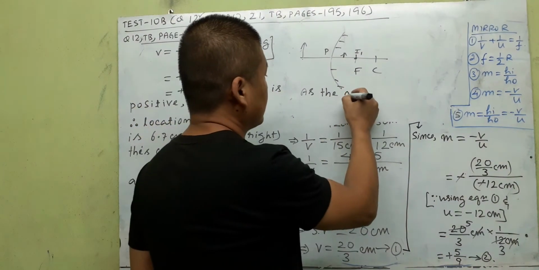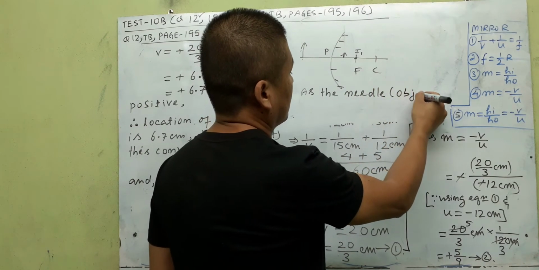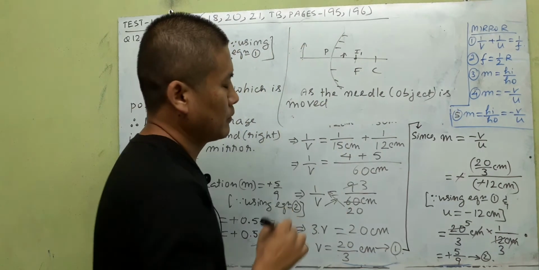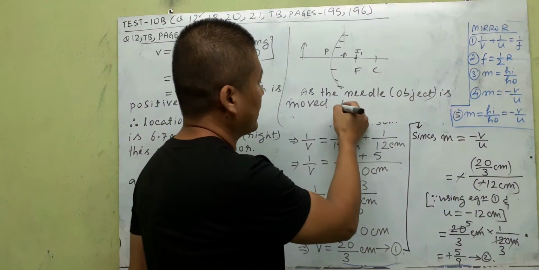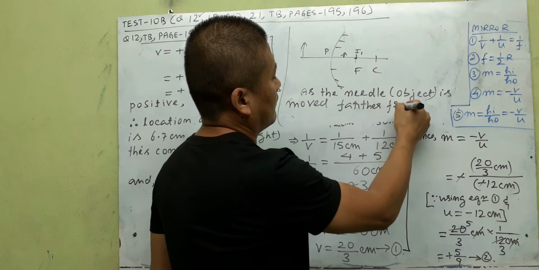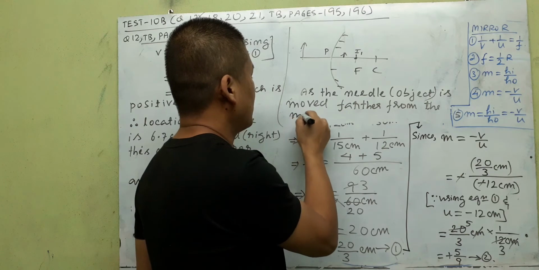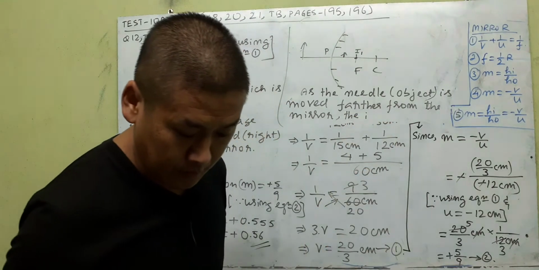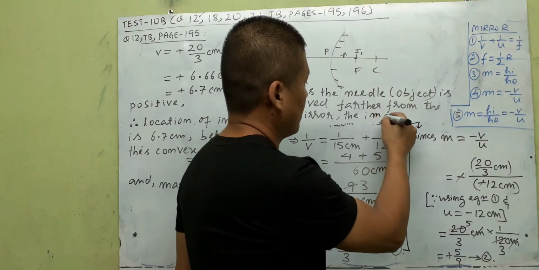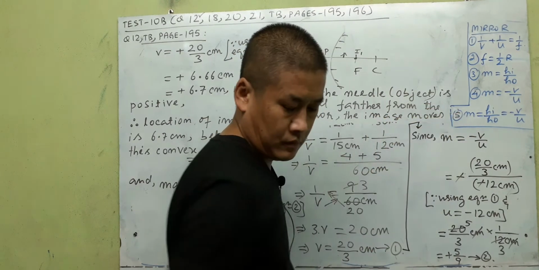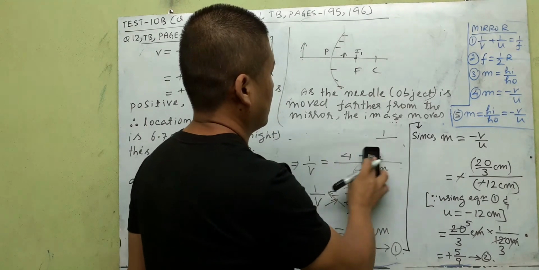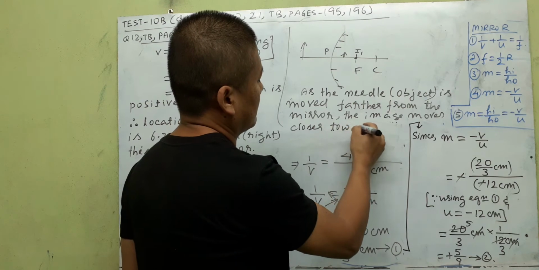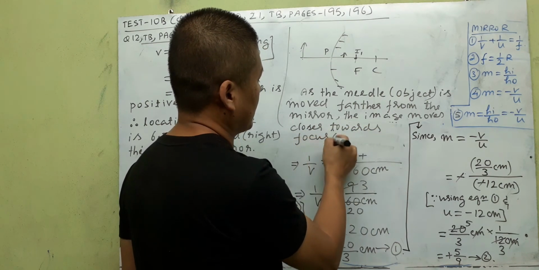Needle means the object is moved farther from the mirror. Farther means more away from the mirror. If you take the object away from the mirror, what happens to the image? Image moves closer towards focus, and focus here is the capital F.